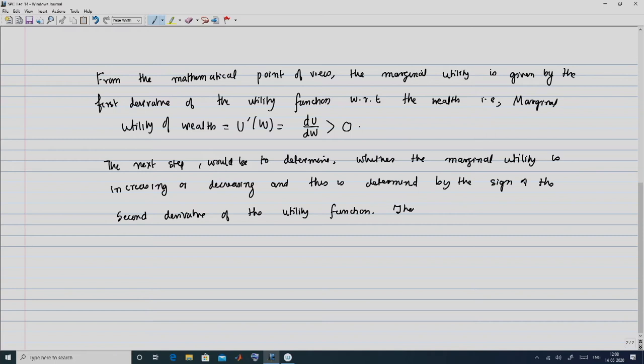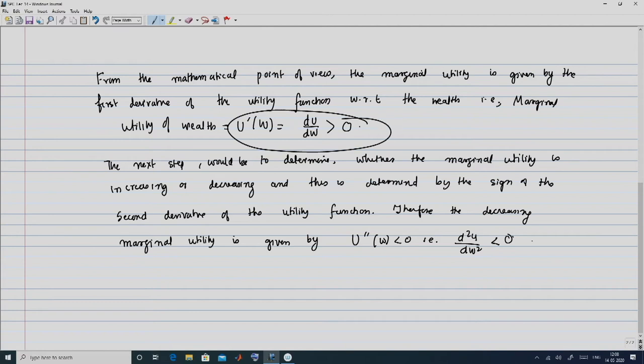So, therefore, the decreasing marginal utility is given by u double prime of w less than 0, that is d square u by dw square is going to be less than 0. So, this means that your u prime is greater than 0 and u double prime is less than 0 in case of a risk averse investor. So, graphically it will look like this.